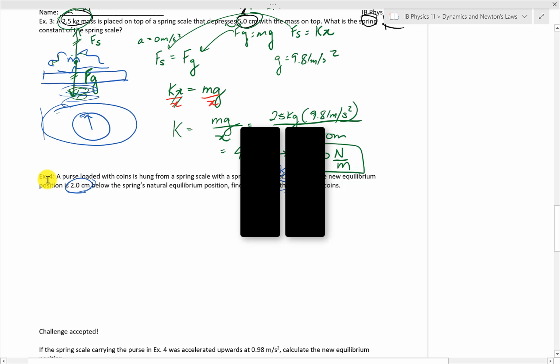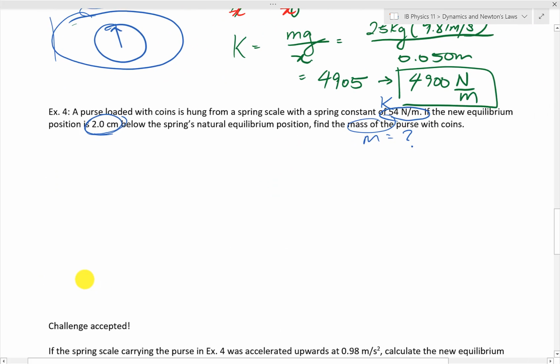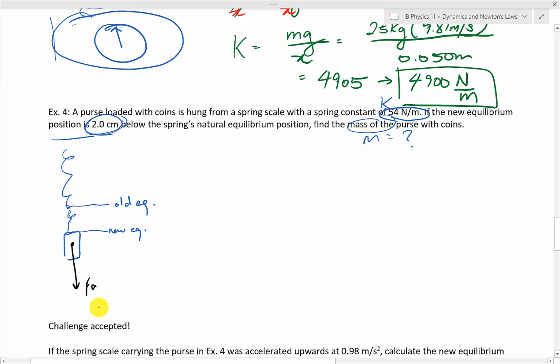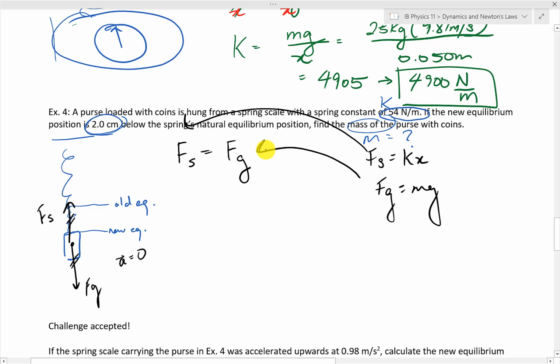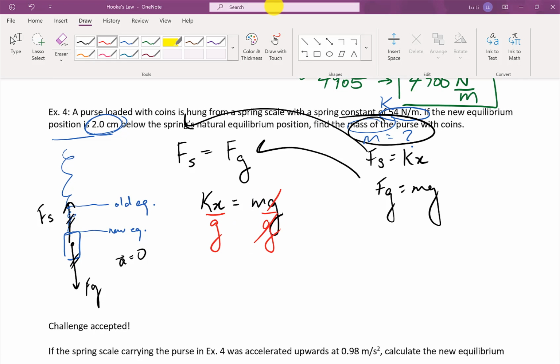Otherwise, this is a good time to pause. Alright, and I will put my solutions on fast play. First of all, let's draw a free body diagram, and we have the purse that is stretching the spring away from its old equilibrium position, and since it's not moving, the force due to gravity is balanced by the spring force, in which the spring force is kx, and the force due to gravity is just mg.